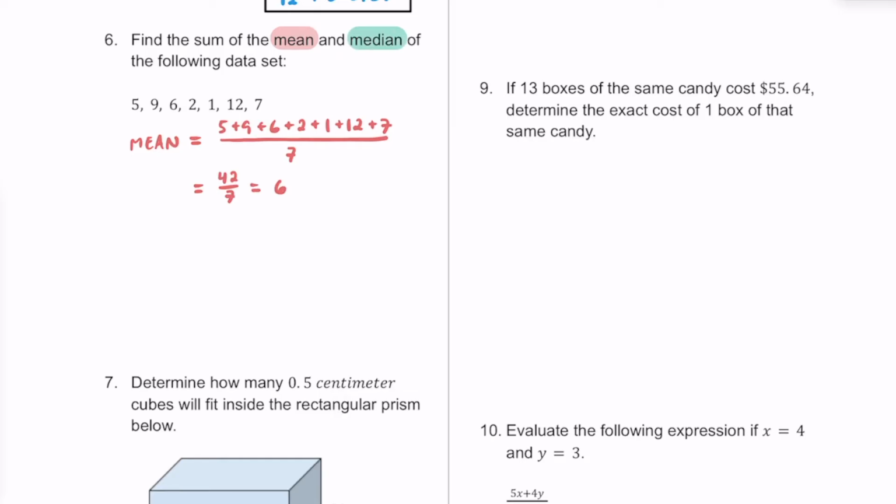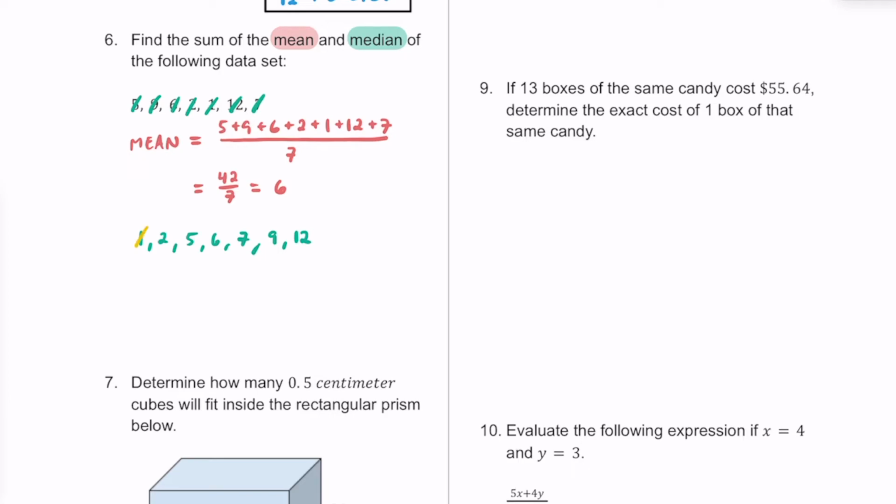Now, what about the median? Well, for the median, we have to write all the numbers in order from least to greatest here. So I'm going to go ahead and write 1 down. I'm going to go ahead and cross that out, actually. And then 2, I'm going to cross that out. Well, let's see, we have 5 and 6 and 7. I'm just going to go ahead and write those down, 5, 6, and 7. And then we have 9, and then we have 12. All right, so looks like those are all our values or observations in order from least to greatest.